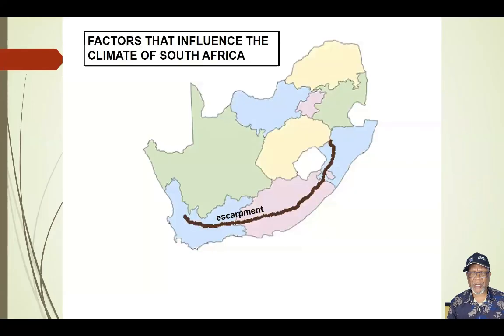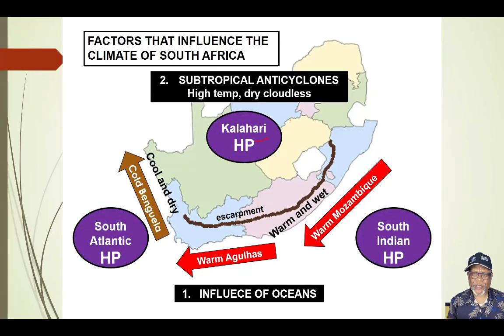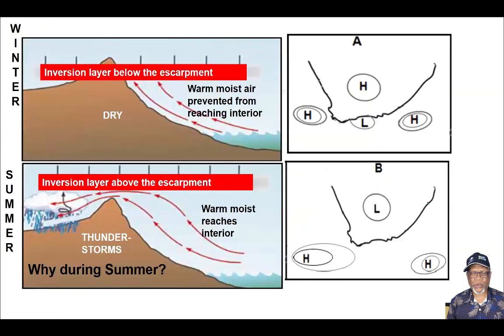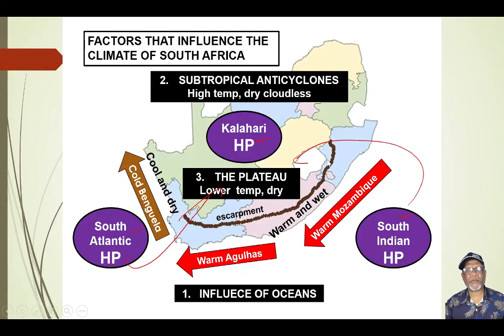Now let's look at the subtropical anticyclones. We have three anticyclones. We have the Kalahari, which is in the interior, the South Atlantic, on the west, and the South Indian on the east. This one is blowing over a cold ocean, this one over the warm ocean. The two air masses blow towards the interior, and we have already spoken about the system that will develop here. The Kalahari is dominant in the interior during winter, and during summer, it rises higher in the atmosphere.